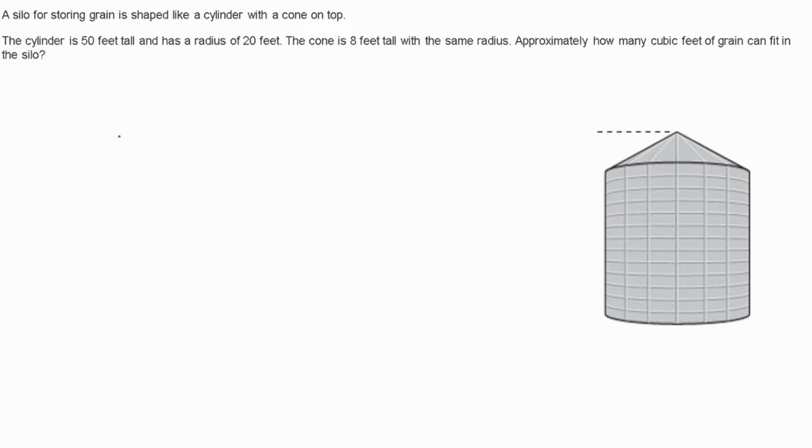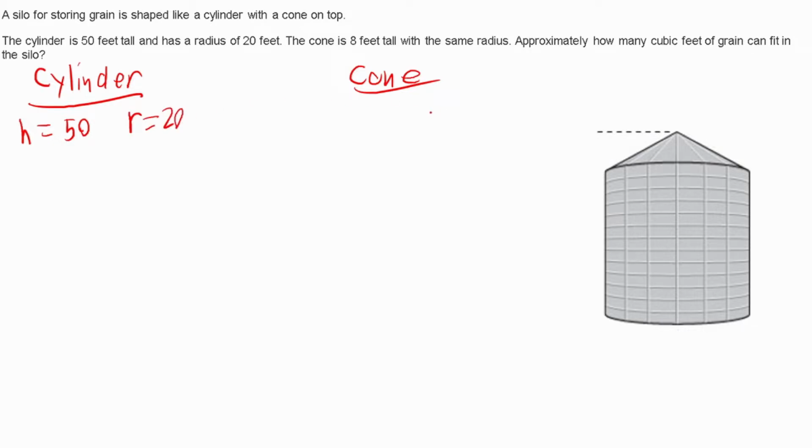Well, we have to do the same thing that we did before. We have to find the volume of each. So let's first find the volume. You know what? I'm going to give these headers. We'll say cylinder is here, and then my cone will be there. So for my cylinder, let's write the information we know. The height is 50. The radius is 200. For my cone, the height is 8. The radius is the same.